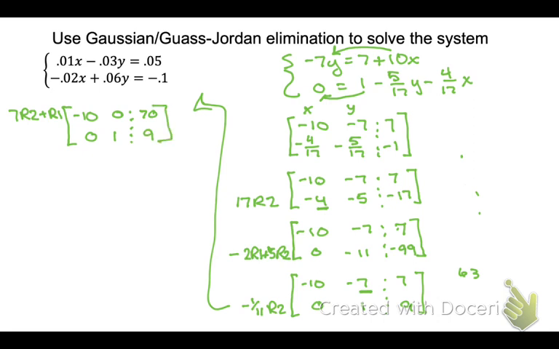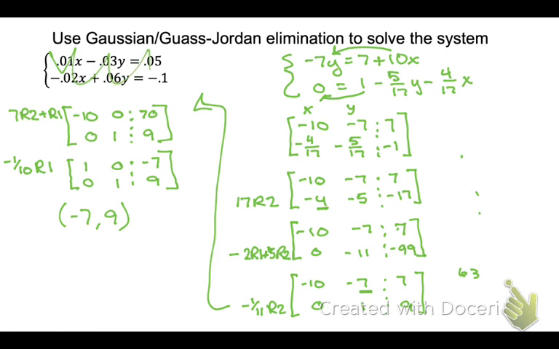Now what? We've got to get that -10 to be a 1. How are we going to do it? 1/10. -1/10? Why does it need to be negative? Because it's negative. Because it needs to be a positive 1. So it'd be 1, 0, -7? Yeah. 0, 1, 9. And so the answer is -7, 9.